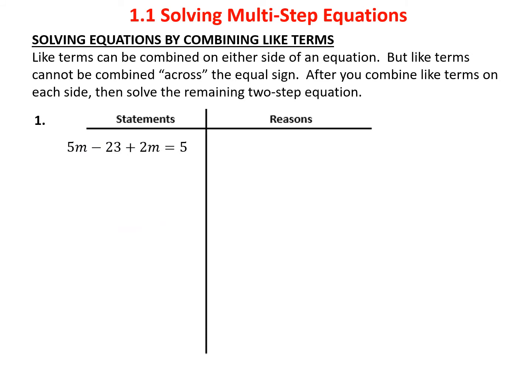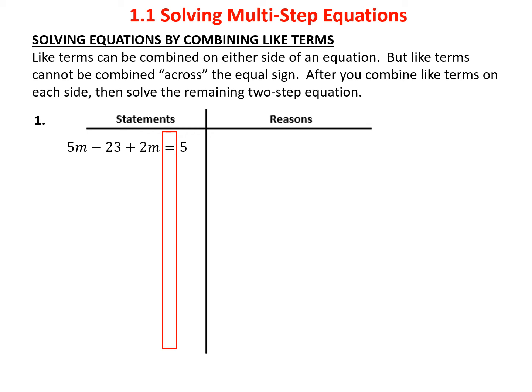In the first part of lesson 1.1, we want to look at how to solve equations by combining like terms. Now remember that like terms can be combined on either side of the equation, but like terms cannot be combined across the equal sign. It's like there's a wall right there. You can combine terms on the left side or you can combine terms on the right side, but you can't combine terms across the wall.